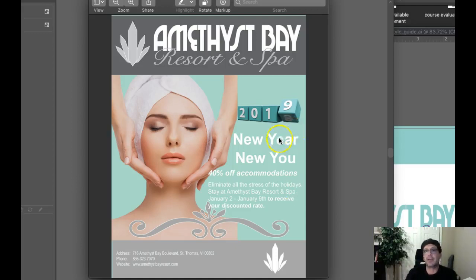The other problem I'm seeing is that this is begging to be right aligned instead of left aligned. So I would right align this since it's sitting right along that right margin. That's going to eliminate these kind of unusual spaces right here, this negative space that's being created because the left aligned type is butted up against the right margin of the page. So I would consider right aligning that.